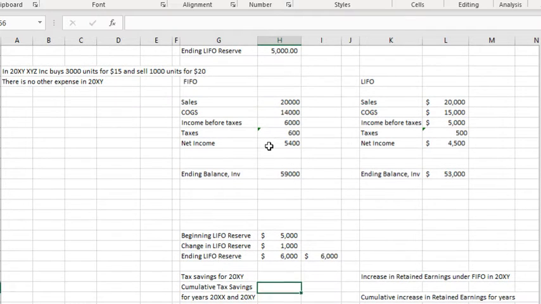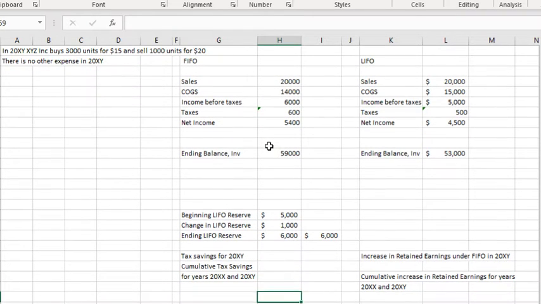Now, let's do some more math in terms of tax savings for this particular year. Under LIFO, as I mentioned, there are going to be tax savings in an inflationary environment, and tax savings for this particular year is the taxes under FIFO minus taxes under LIFO. So by using LIFO, the company could save $100 in taxes.